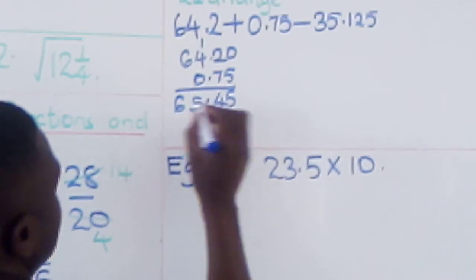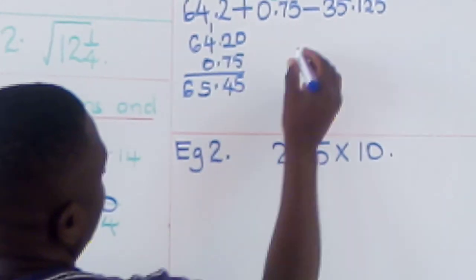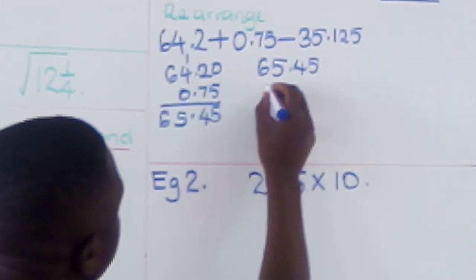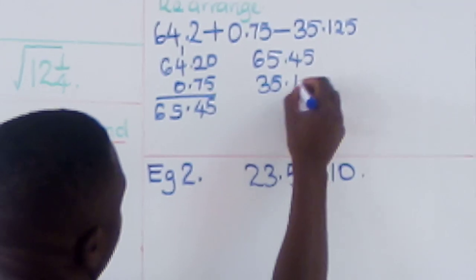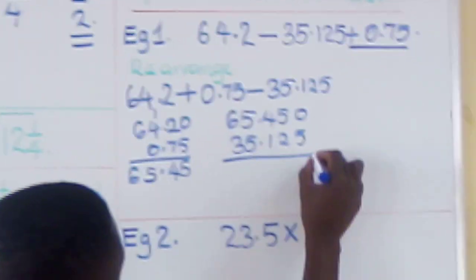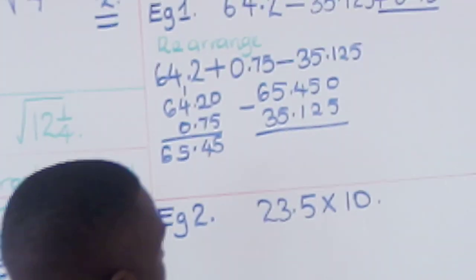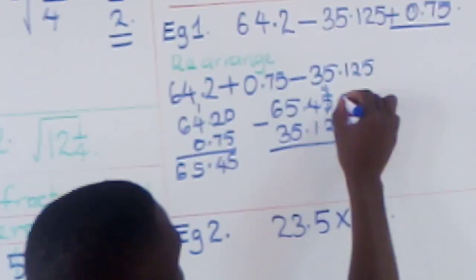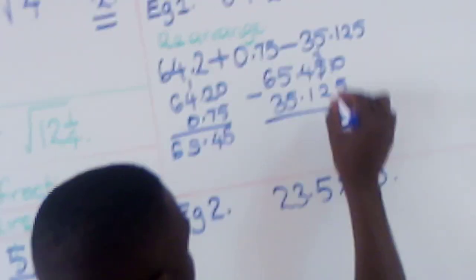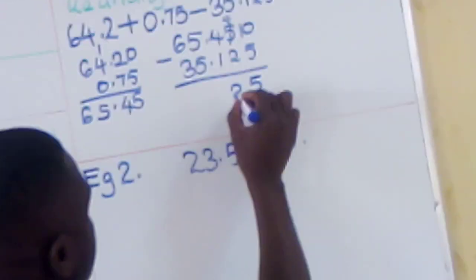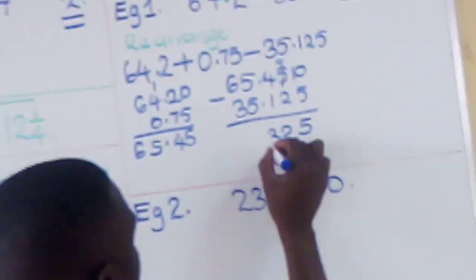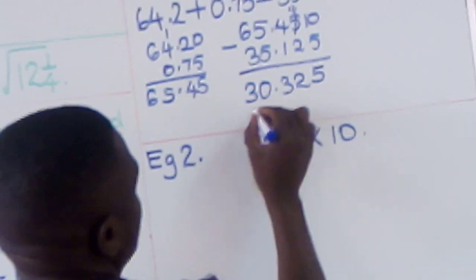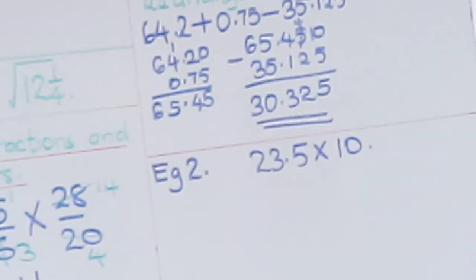Then we subtract. We bring it here, 64.95 subtract 35.125. We add a 0 there to balance it. So 0 cannot subtract 5. We borrow 1 from there. We remain with 4. So that is 10 minus 5, which is 5. 4 minus 2 is 2. 4 minus 1 is 3. Then 5 minus 5 is 0. 6 minus 3 is 3. So boys and girls, the answer becomes that.